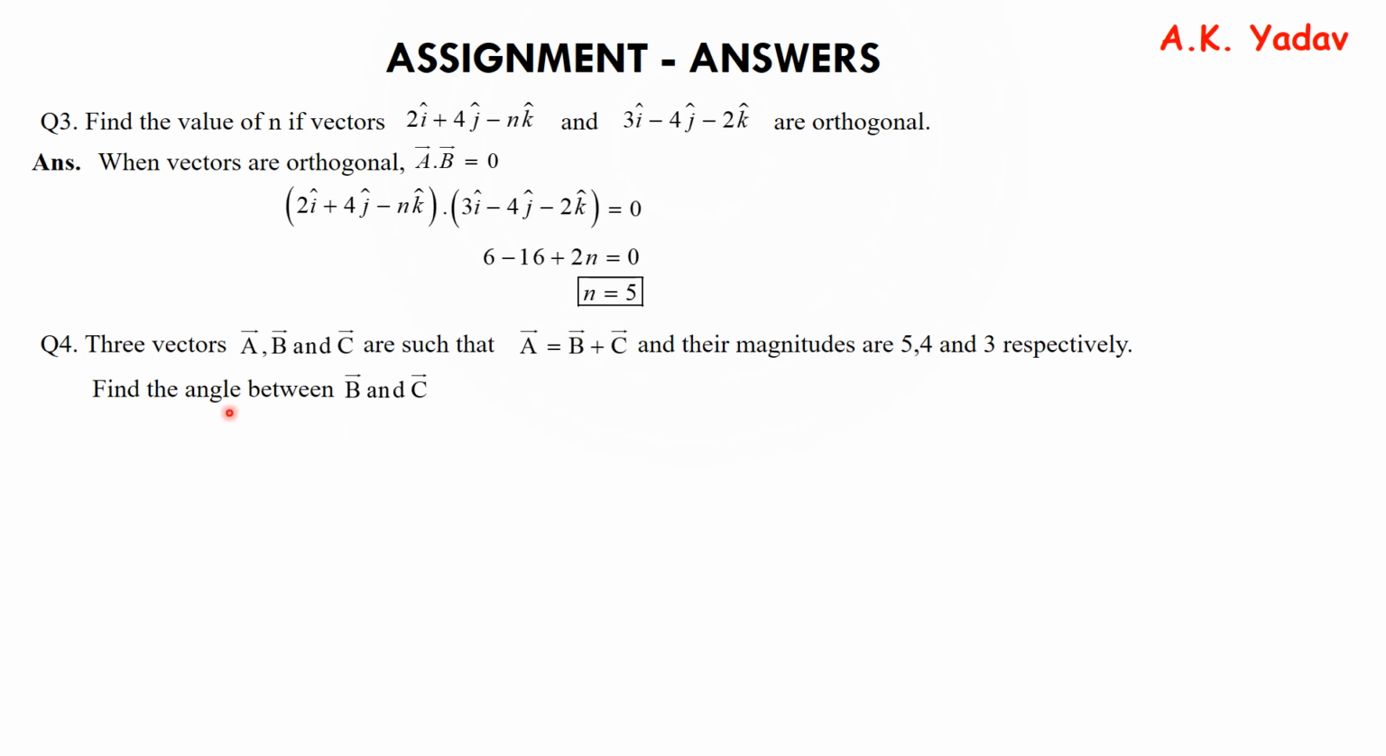Question number 4. Three vectors A, B and C are such that A is equal to B plus C and their magnitudes are 5, 4 and 3 respectively. Find the angle between B and C.